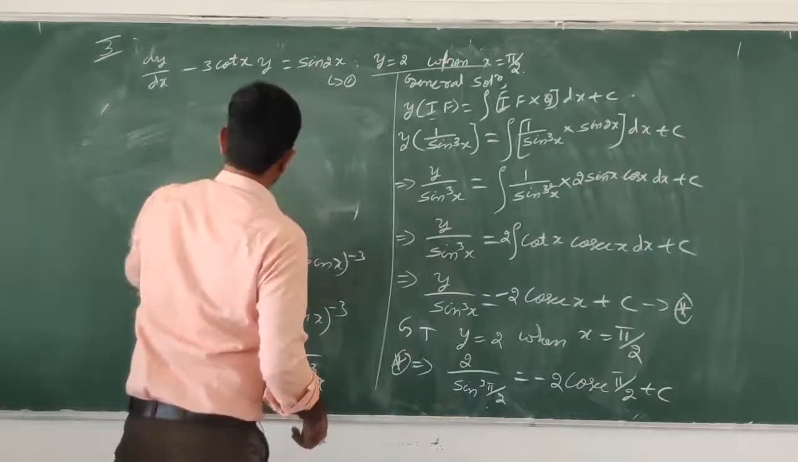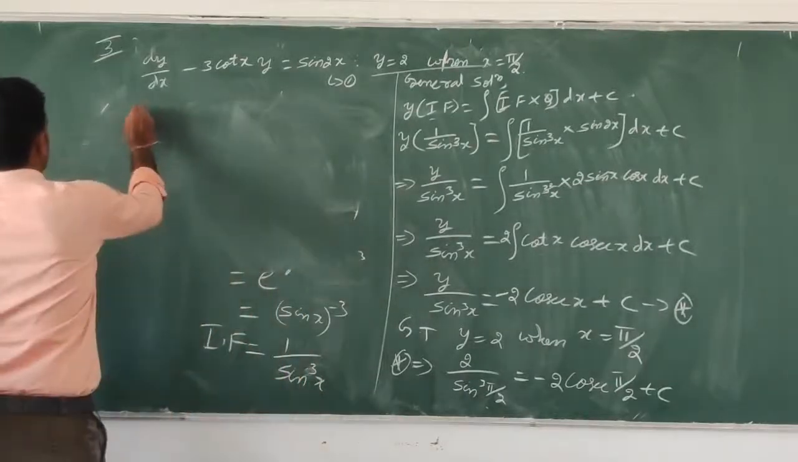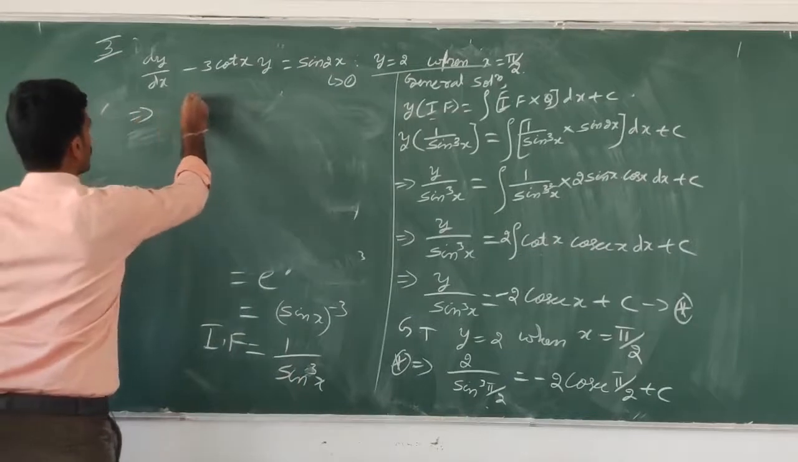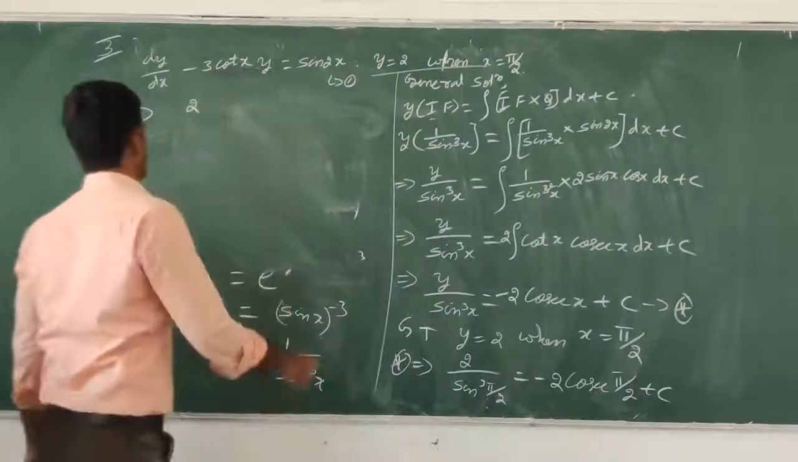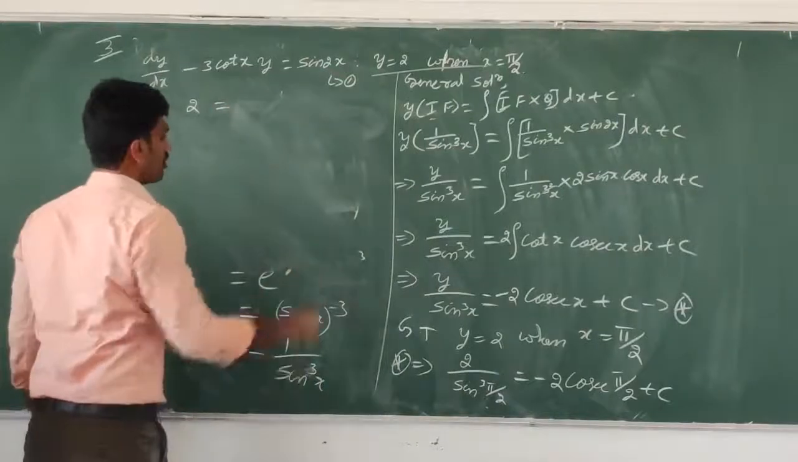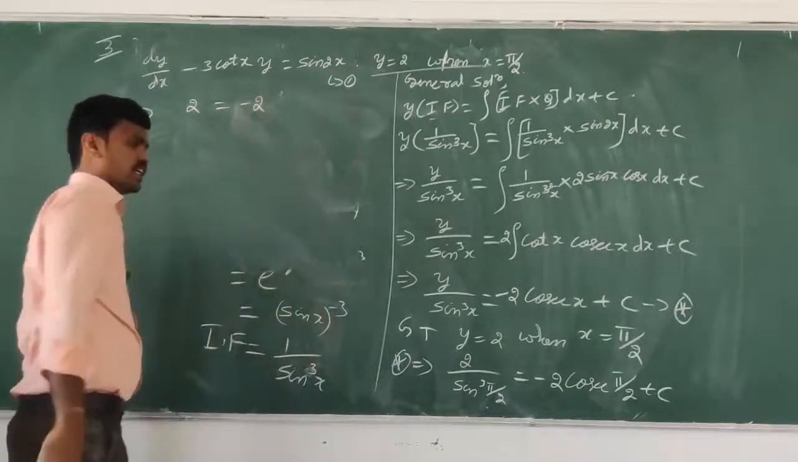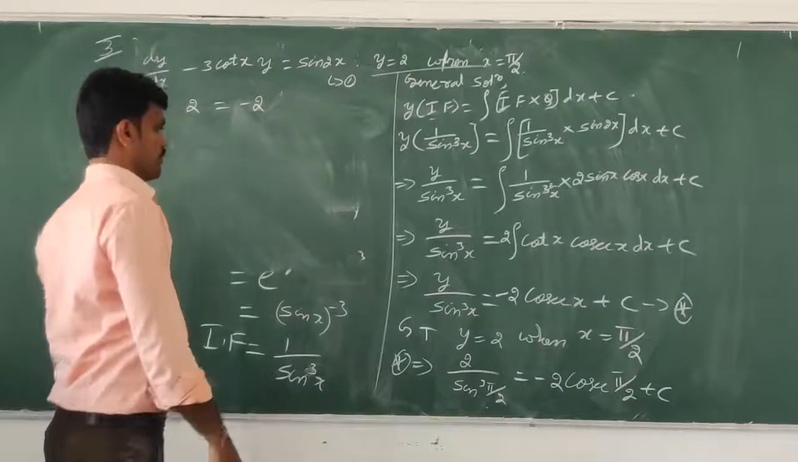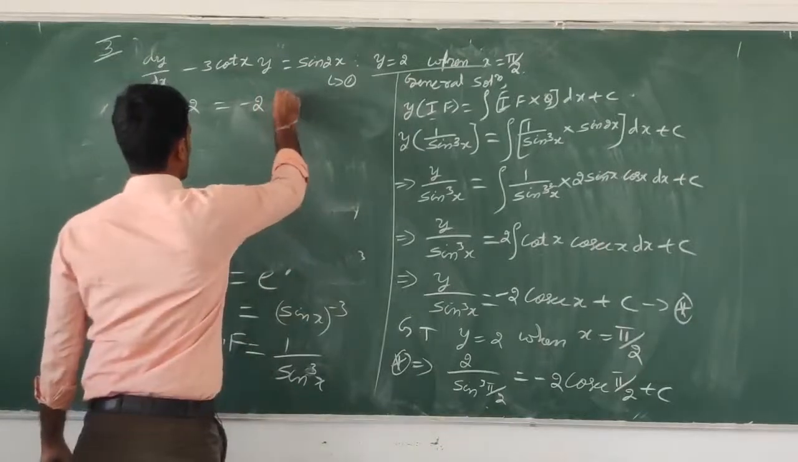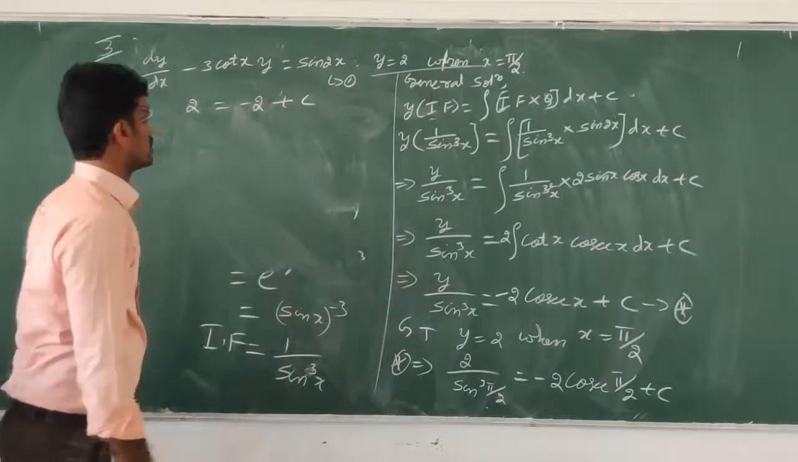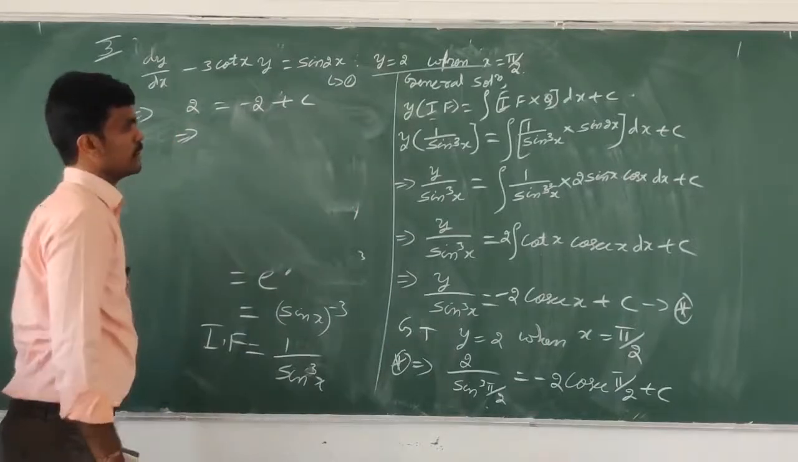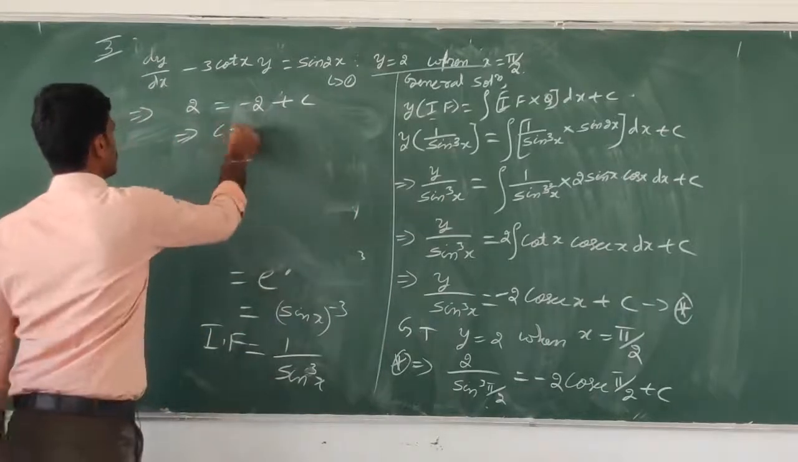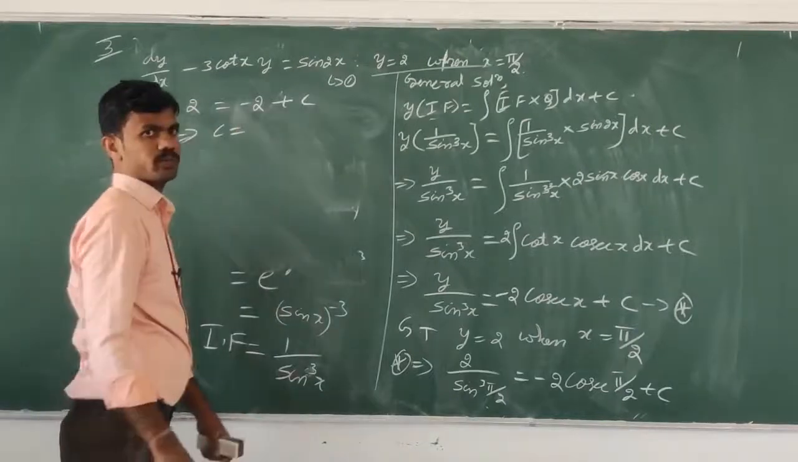So that implies that 2 divided by sin 90 is 2, 1 cube is nothing but 1, 2 by 1 is 1, which is equal to minus 2 into cosecant 90, that is also 1, into minus 2 only, plus c. So this implies that c is equal to, transferring the 2 to the other side, that will become plus 2.